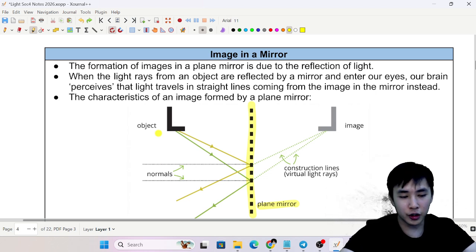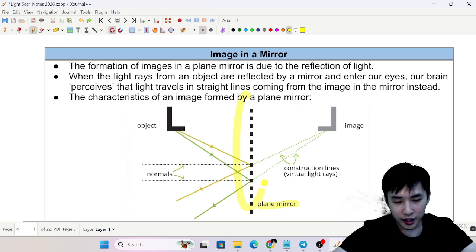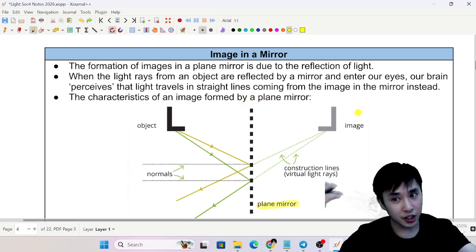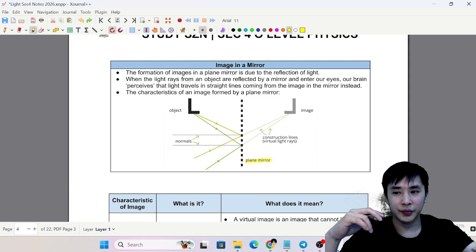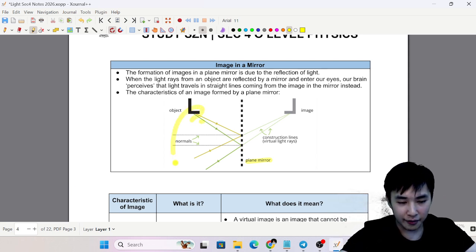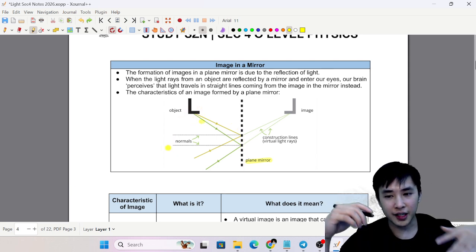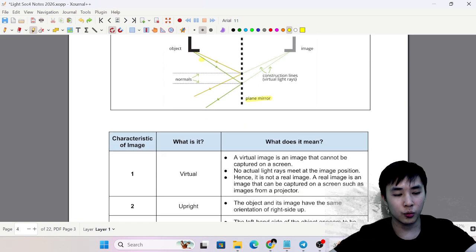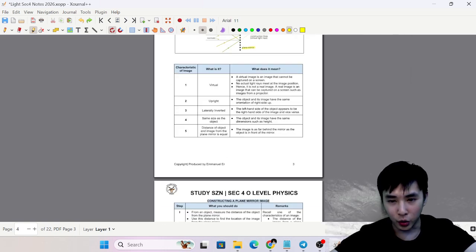Usually they'll give you the object, they'll give you the mirror here, but they won't give you the image. Our job is to sketch out the image as well as the light rays. For these kinds of questions, it's quite straightforward. There are a couple of steps that you must follow. I've listed them below.